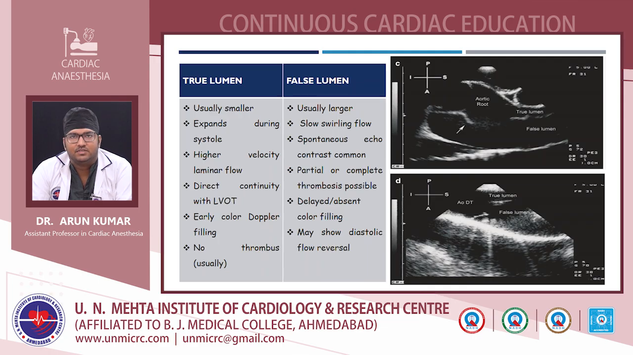These two images show the true and false lumen. The upper image, the mid-esophageal aortic valve long axis view, shows the intimal flap, and there is also a marked true lumen and false lumen. As you can see, the true lumen is usually smaller and the false lumen is very big. The second image, from the same patient, shows the descending aorta long axis view at the level of mid-esophageal, and it shows the dissection extending into the descending thoracic aorta, and we can see the true lumen and false lumen here also.